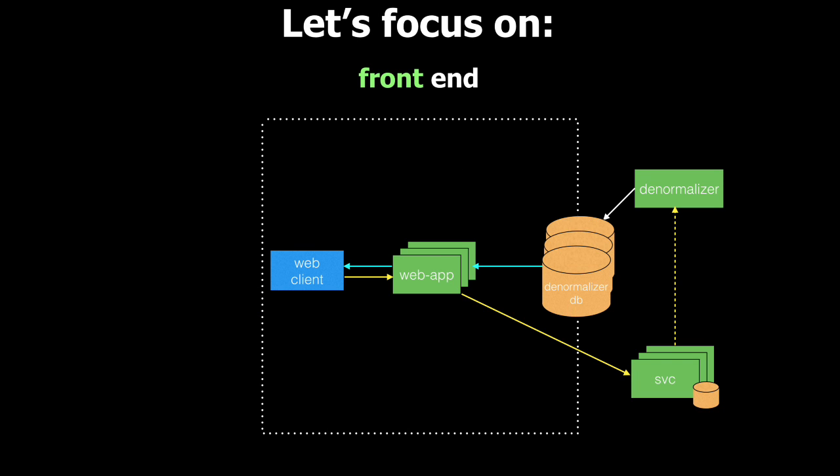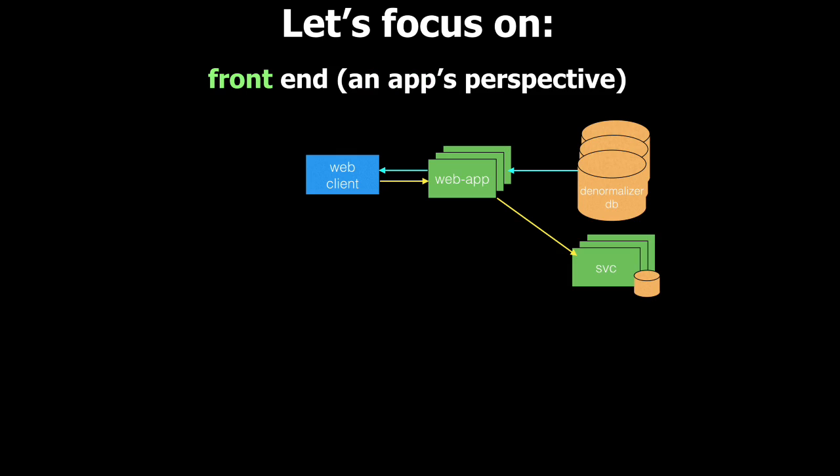For now, we're going to start with that big picture. We're going to break it down, and we're going to start with the front end. So one of the questions is, what's different about a web application that exists in a CQRS architecture versus a monolith that just talks to and writes to a database?